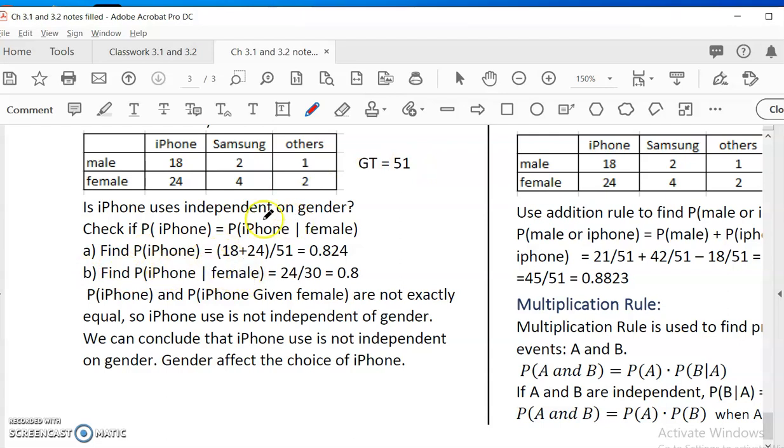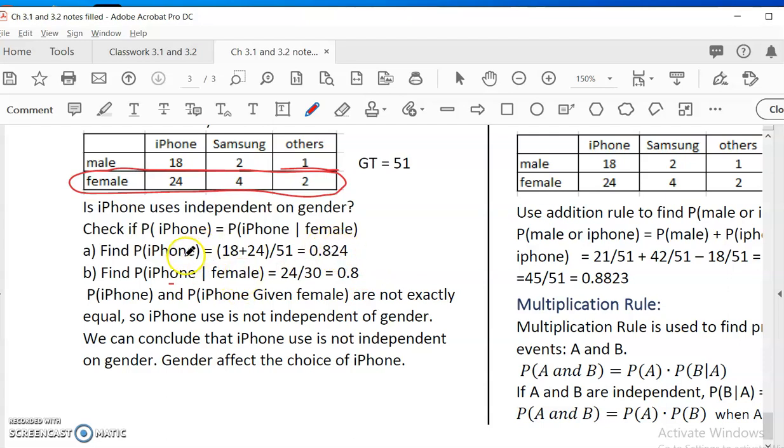So remember, when you do given, you only use this female one as the sample space. So you would add all this together as the sample space, which is 24 plus 4 plus 2. So I have 30. And out of this sample space, who use iPhone? 24 of them. So 24 out of 30 is 0.8. So that means you can see that there is a difference. If it is a female, there is only an 80% chance that person would choose iPhone. But if you don't know the gender, there is an 82%.